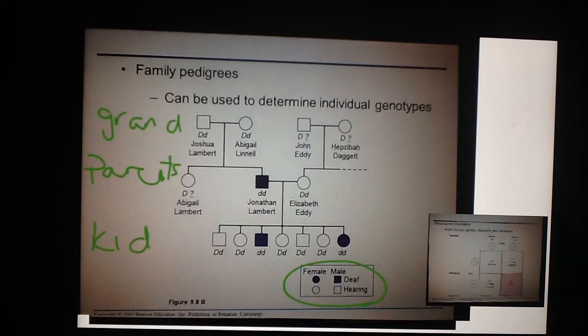And then, of course, these parents were very busy making these children since they have so many of them. What you'll notice is that some of the individuals are shaded in: Jonathan Lambert and two of his offspring. If they are shaded in purple, it means that they are deaf. If you look at their genotype, which is listed directly below them, you'll notice that they're all homozygous recessive. In order to be deaf, you have to have inherited two recessive alleles from your parents.